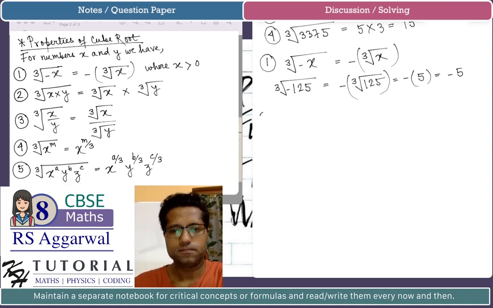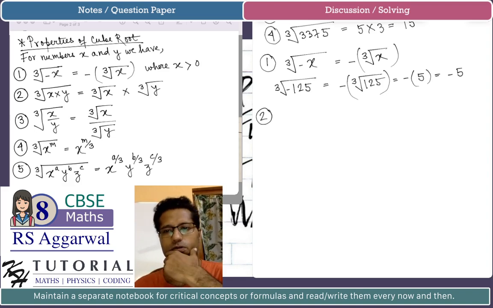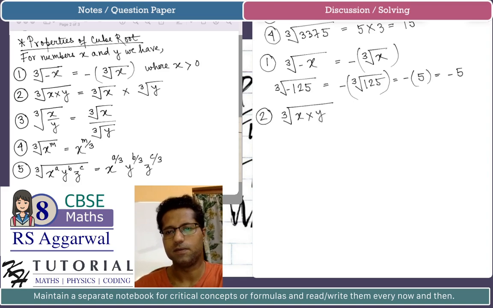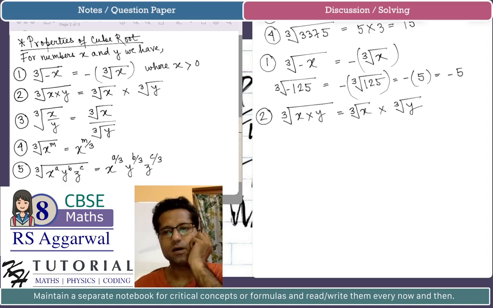Property 2 is about the cube root of the product of two numbers x and y, where x and y can either be positive or negative. The cube root of the product of two numbers x and y is equal to the product of their cube roots. That is, the cube root of x times y is equal to the cube root of x multiplied by the cube root of y. Now, this will be very useful.